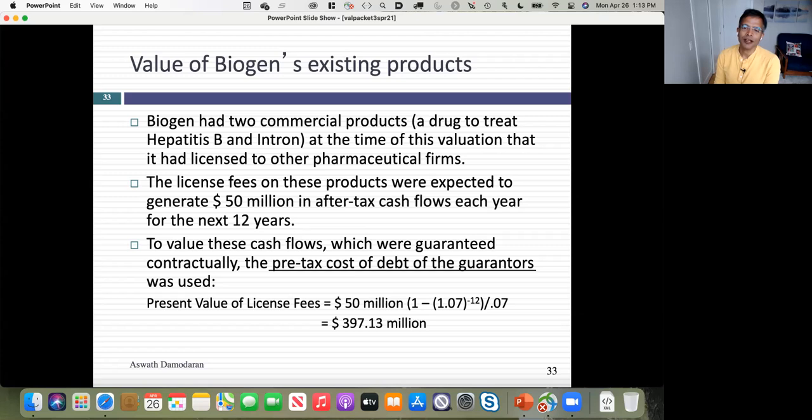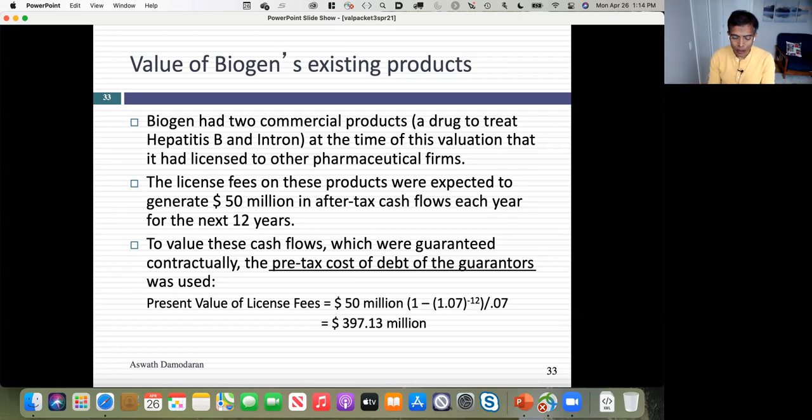So let's go to discounting 101. You're Biogen, let's say you've licensed both drugs to Merck. Merck has promised you $50 million a year for the next 12 years. It's contracted to pay you. You know what discount rate you should use on that $50 million to get the present value? It shouldn't be a cost of capital because you have no operating risk. It's a fixed license fee. It's a default risk, right? And whose default do you worry about? Not Biogen's default risk, but Merck's default risk.